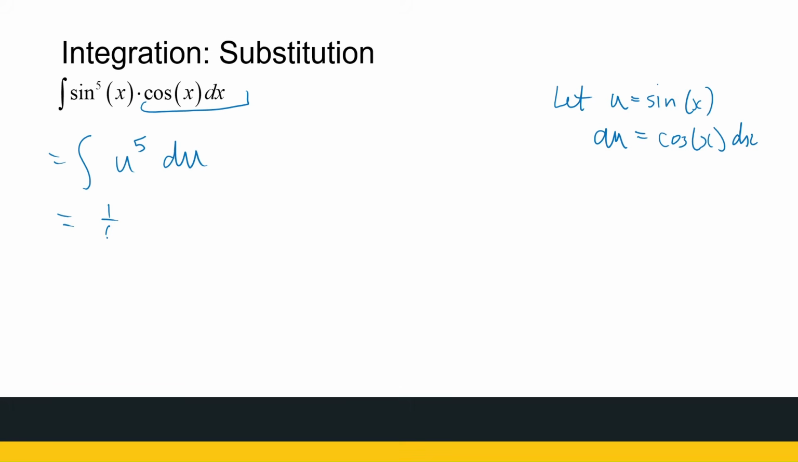So that's 1 over 6 u to the power 6 plus c. If we take it back to x, it's 1 over 6. U was sine x, so it's sine x to the power 6, or sine to the power 6x, plus c. Can I test my answer? Yes. Differentiate and you should get back to the answer.